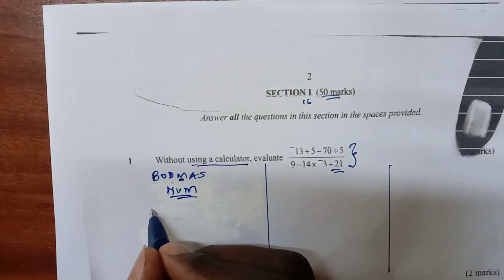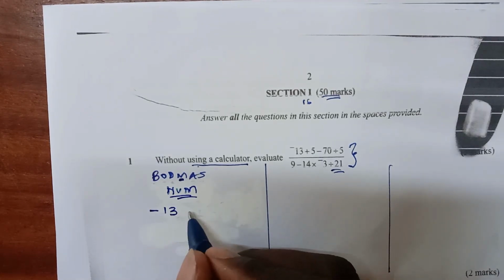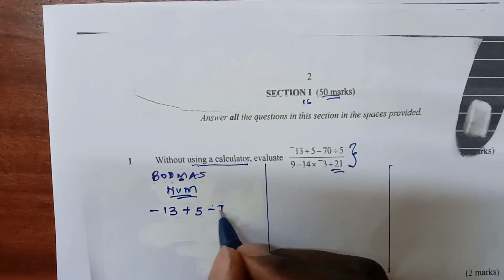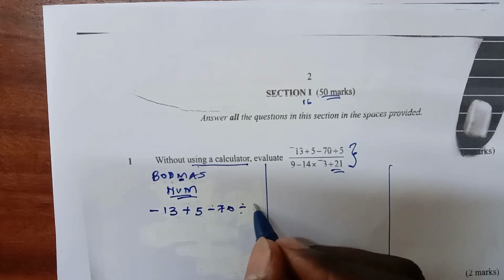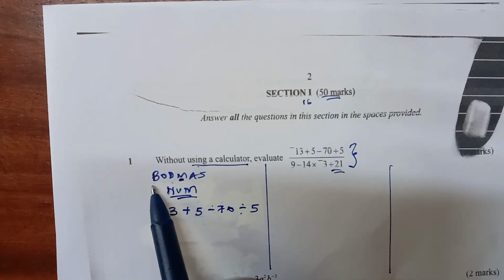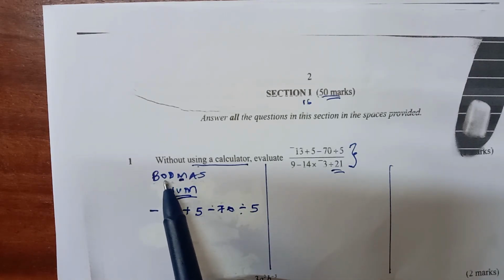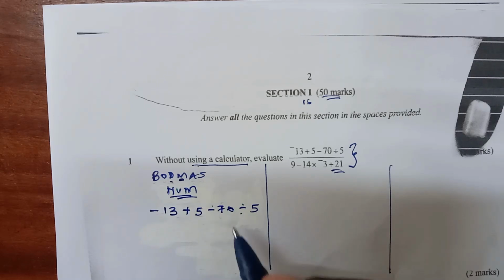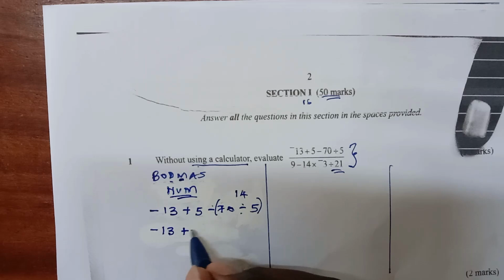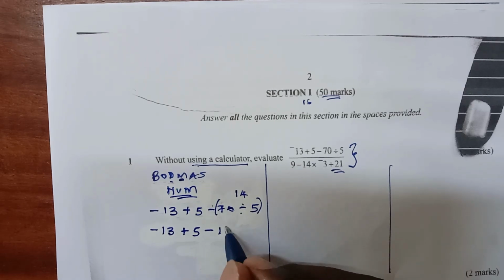The numerator says negative 13 plus 5 minus 70, then divided by 5. Looking at this numerator, there is no bracket or parentheses, there are no orders, but there is division. That is, you divide 70 by 5, which gives 14. So this translates to negative 13 plus 5 minus 14.